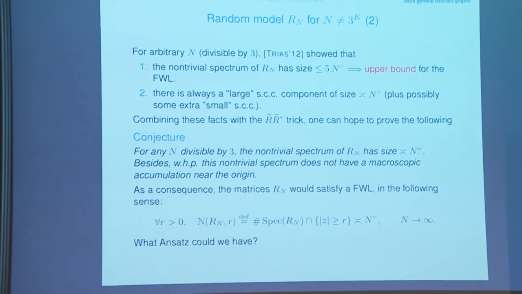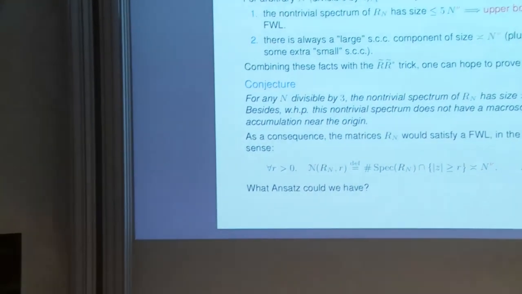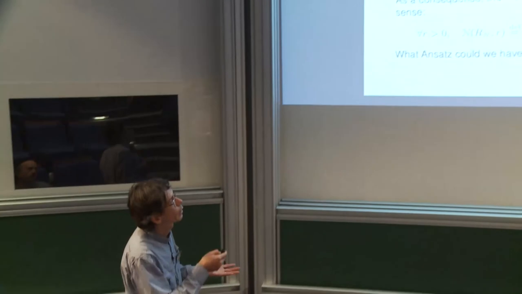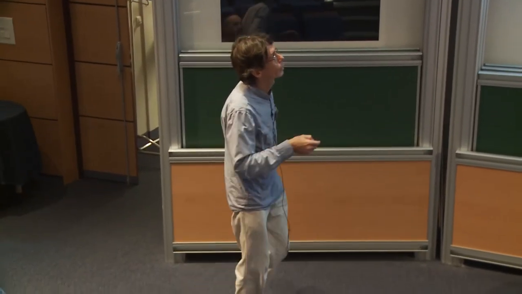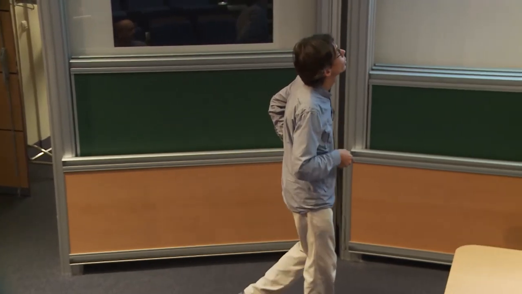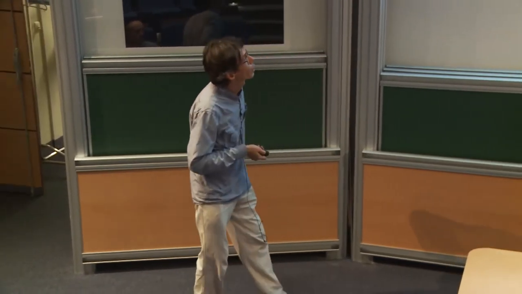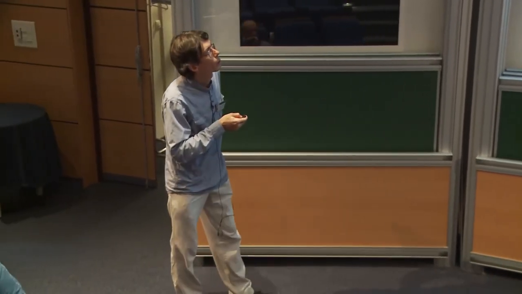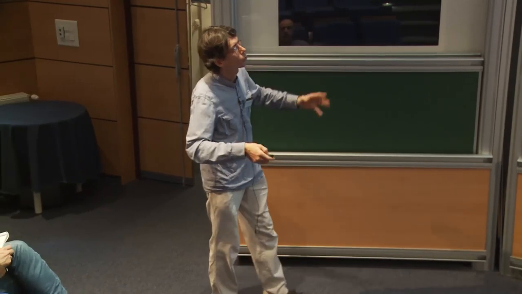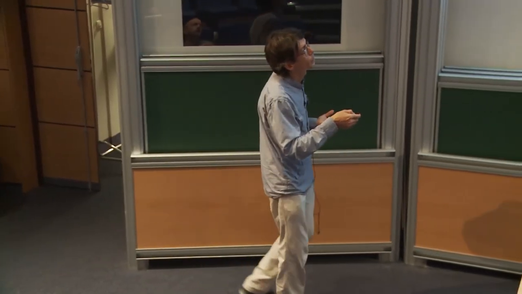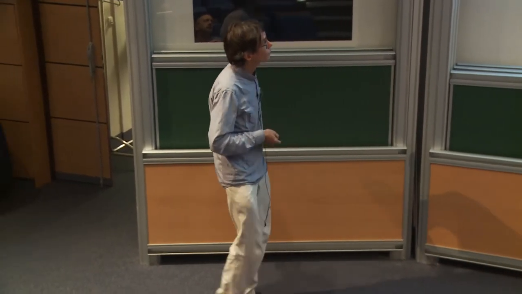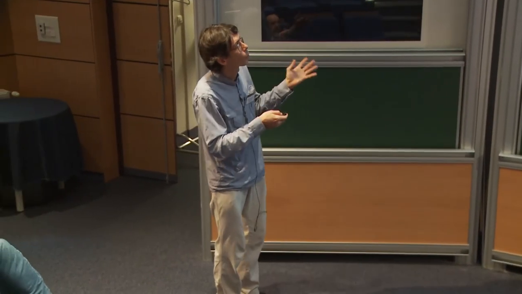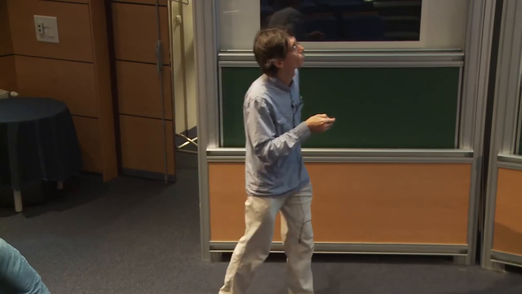That is, we have a large kernel, and what is outside of the kernel, the non-trivial eigenvalues, cover a space which has at most this dimension. This comes just from the topology of the graph. And what he showed is that there is always a large strongly connected component of about the same size, n to the nu, not necessarily with the same prefactor, plus sometimes a small strongly connected component sitting by.